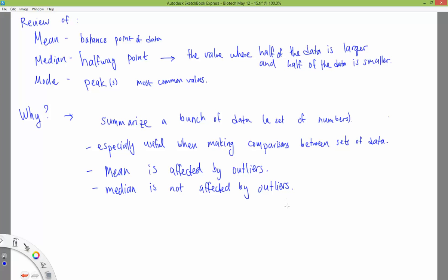Okay, maybe I will go into right now, how can we tell if a number is an outlier or not? There are many different methods for determining what is an outlier, and I'm going to teach you one of the very basic methods.